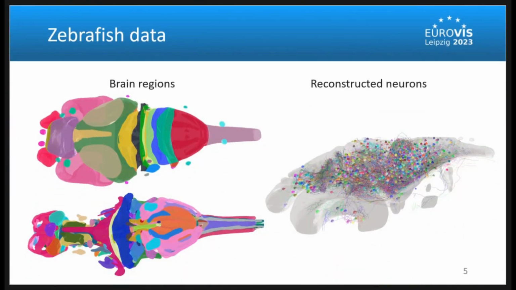Next, let's take a look at the zebrafish data we are dealing with here. We work with 320 anatomical regions divided into non-overlapping and overlapping brain regions. We also have 3,000 neuron morphologies reconstructed using stochastic techniques. Using these 3,000 morphologies, we also generated two synthetic data sets of 25,000 and 50,000 neurons each, which are utilized in evaluating the performance of our tool.